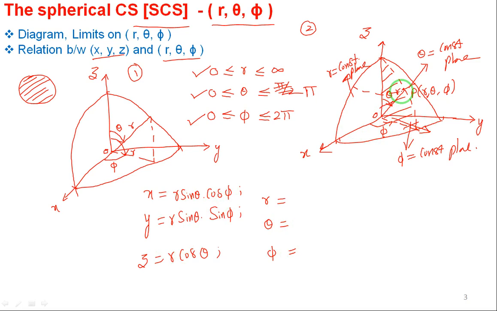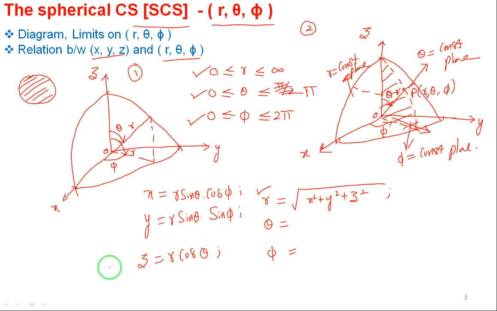I will not go through looking at the diagram because it will be more complex, but I will give the relation. How to calculate r? r is equal to under root of x square plus y square plus z square. We have found out the value of x, y, z here. x is r sin theta cos phi, y is r sin theta sin phi, and z is r cos theta. So substitute here in under root of x square plus y square plus z square. Once again you will get back r, which means whatever value of r I calculate is right.